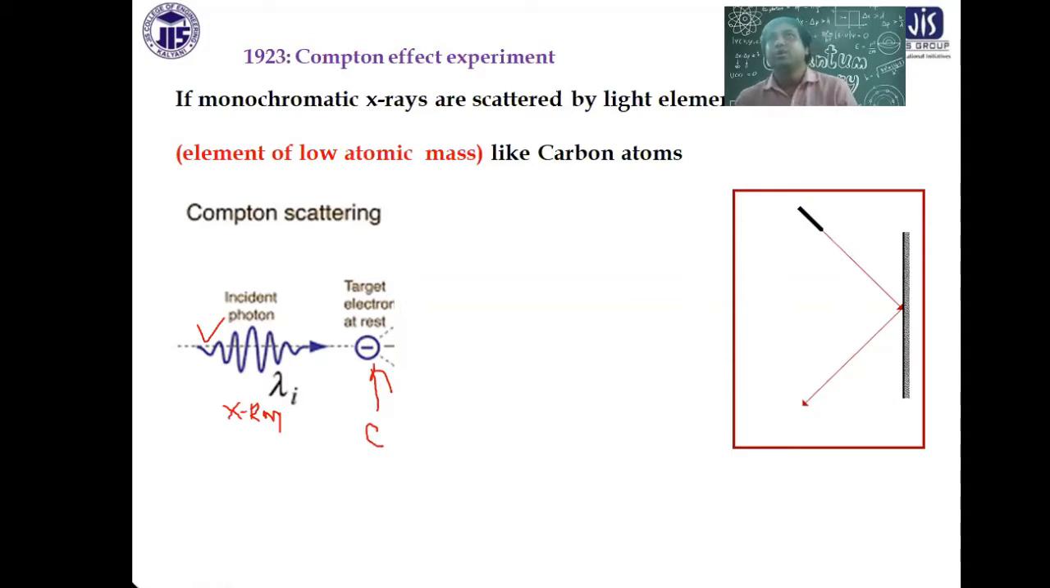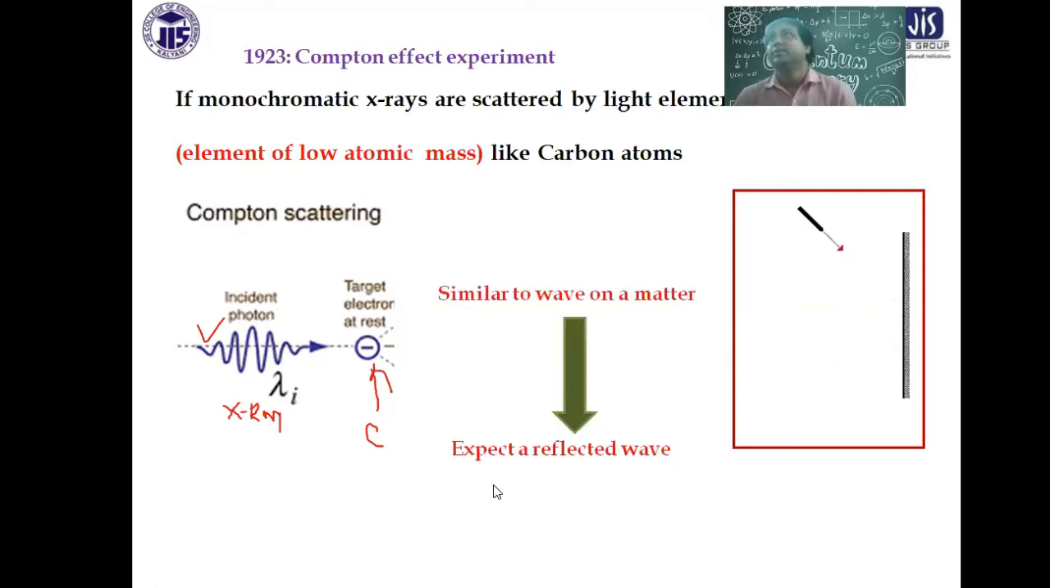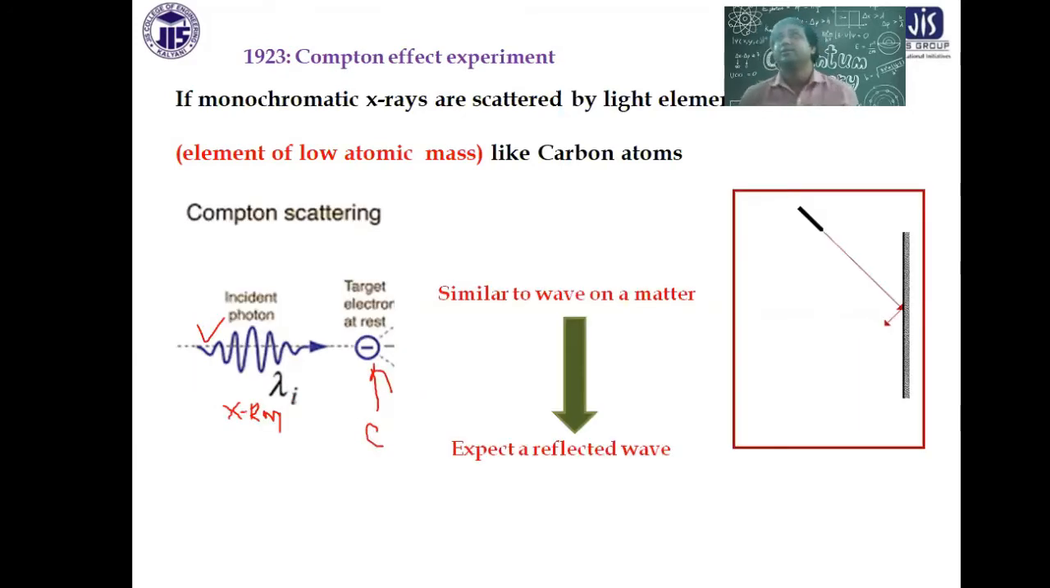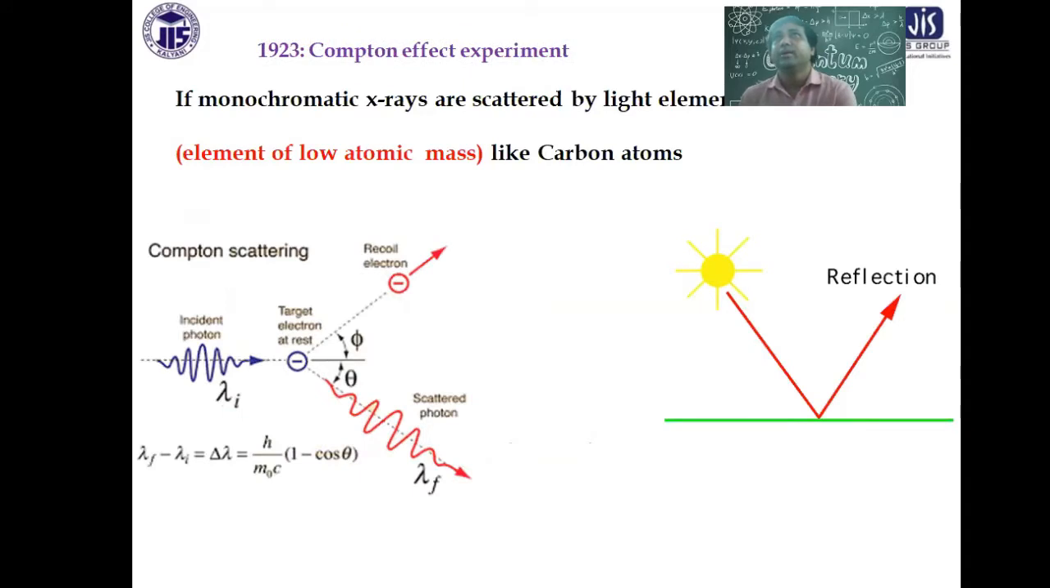So to you, this phenomenon is like the right hand side picture. A wave is incident on a matter. Look at the picture, similar to a wave incident on a matter. So we expect a scattering phenomenon, because it is a wave on a matter. We anticipate that a scattering phenomenon is going to take place. I hope you understand. If you look at the Compton effect experiment, it will be scattered also.